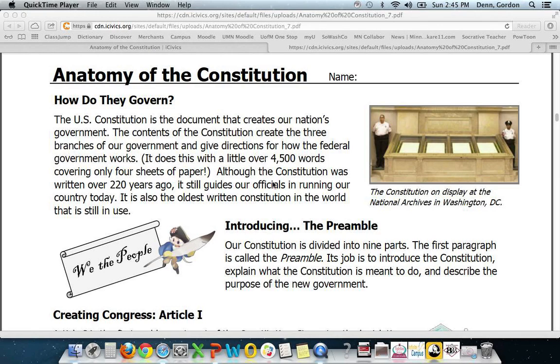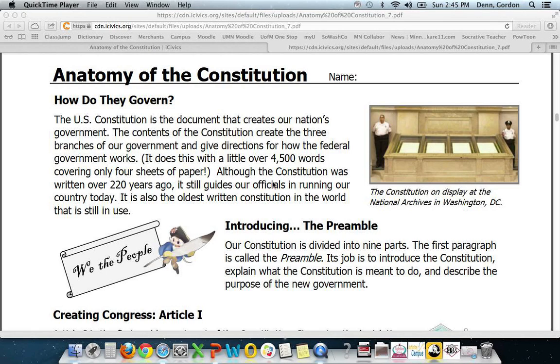And it was created over 200 years ago. It's the oldest constitution that is still in use that's been written down. The crazy part about it is it's a pretty short document and it's fairly vague. In other words, it doesn't tell exactly what to do in every situation, and really that's why it's lasted so long, because the government has been able to adjust and adapt to the needs of our country as they come up. So it's a very flexible document.